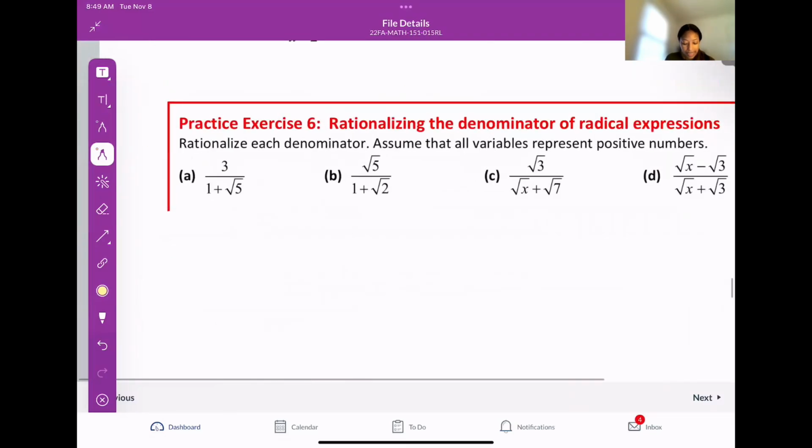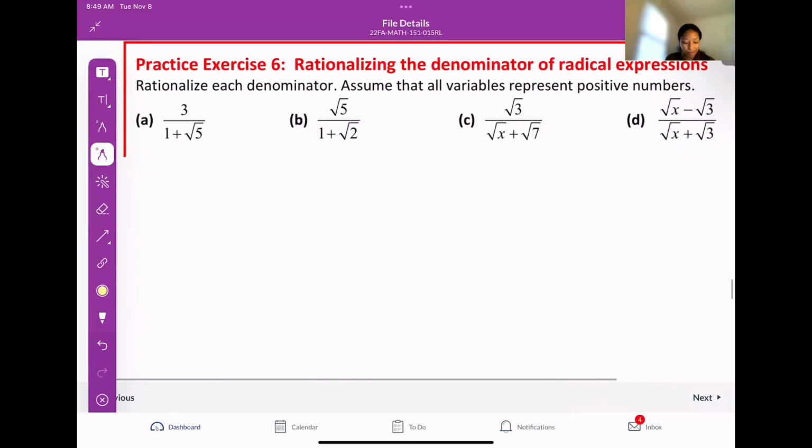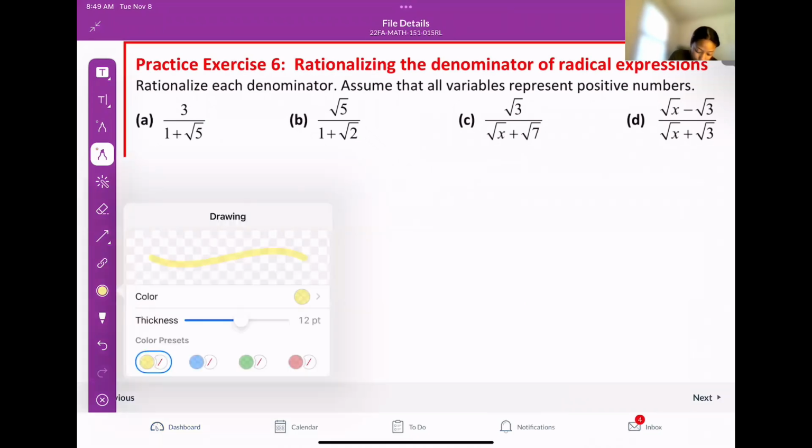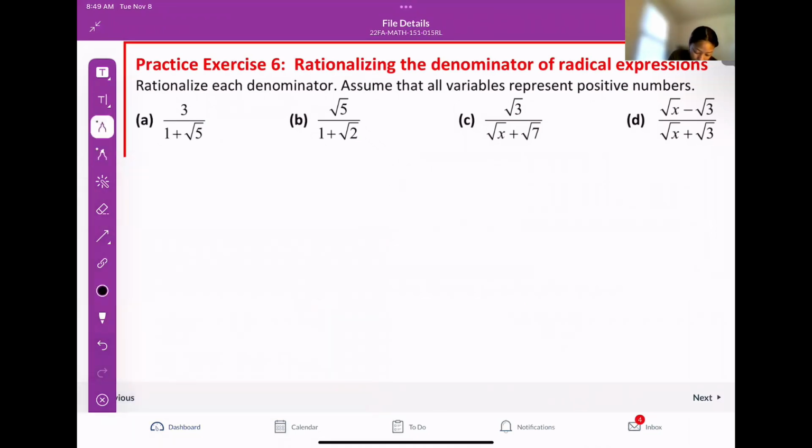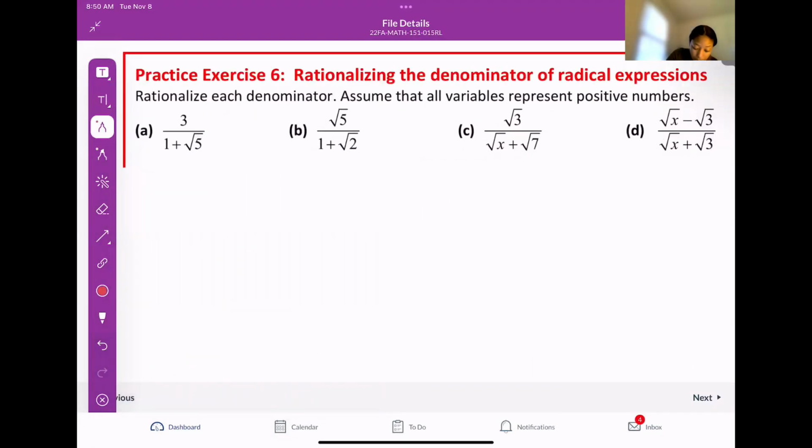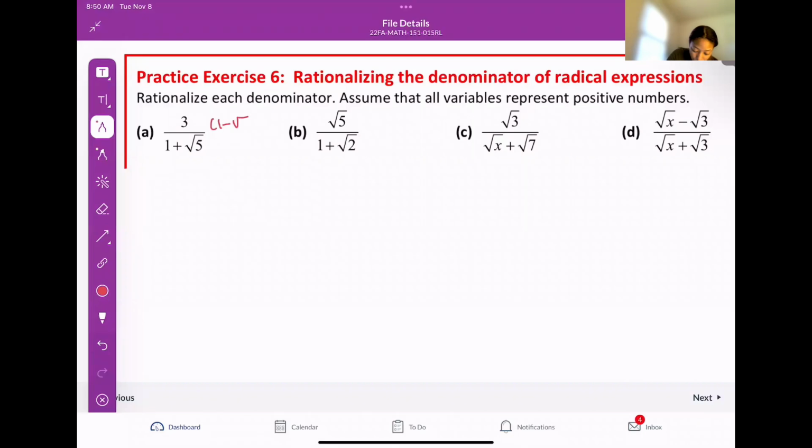All right, what does that mean? So when we look at problem A, 3 over 1 plus the square root of 5, we have to get rid of the square root of 5 in our denominator, but just multiplying by the square root of 5 won't work because we have that 1 there, right? So the technique that we use here is to multiply by the conjugate of the denominator. The conjugate of 1 plus the square root of 5 would be 1 minus the square root of 5. And we have to multiply the numerator and denominator by this.